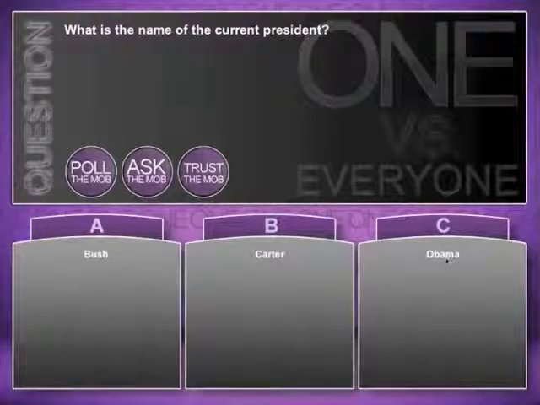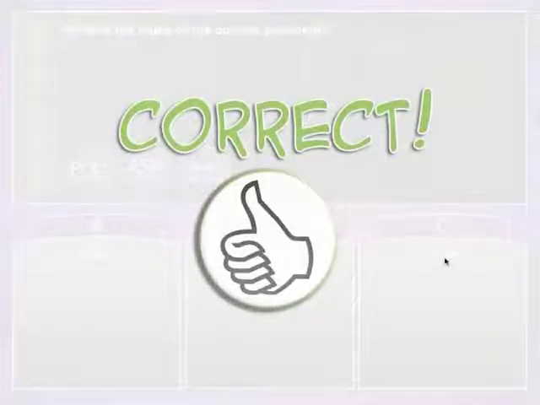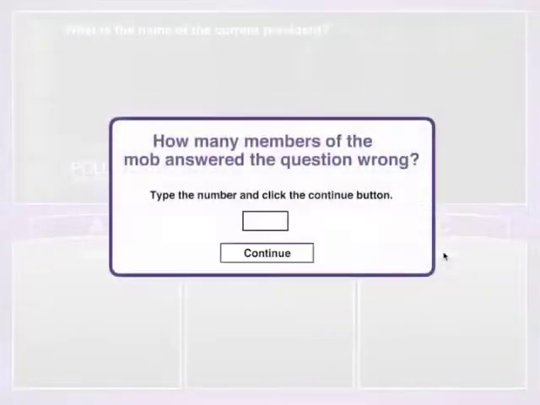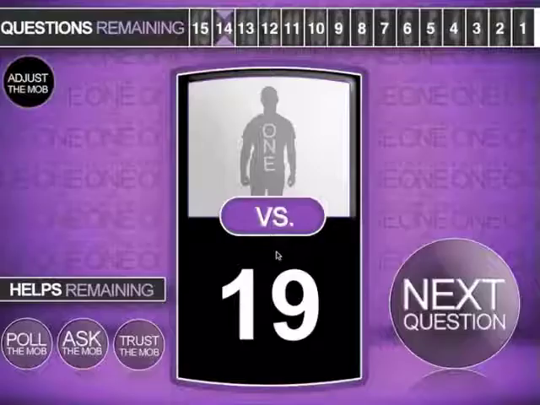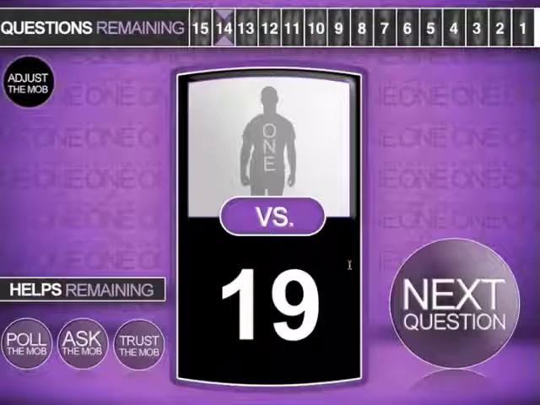So let's just go ahead and click Obama. You can see that is the correct answer. And after we know that the contestant got this question right, we would enter the number of people in the mob that actually missed the question. So let's say one person missed that question, and then we'll move on. So now it's 1 versus 19. That person that got the question wrong has been eliminated.